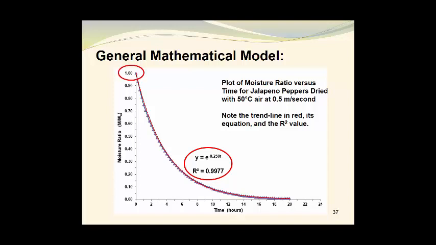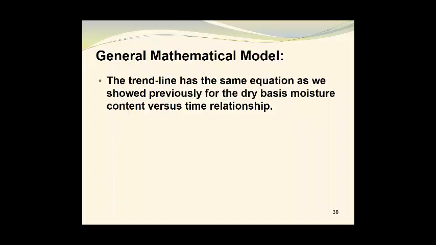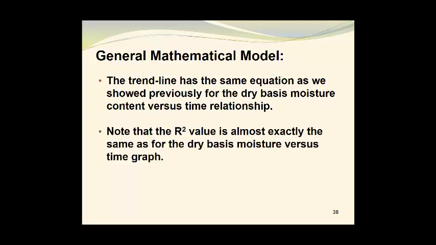Take a look up in the top left-hand corner of the graph, and here you see that the intercept is 1.00. The R-squared value is equal to 0.9977, and the equation of this trend line is y equals e to the minus 0.250t. The trend line has the same basic equation as we showed previously for the dry basis moisture content versus the time relationship.